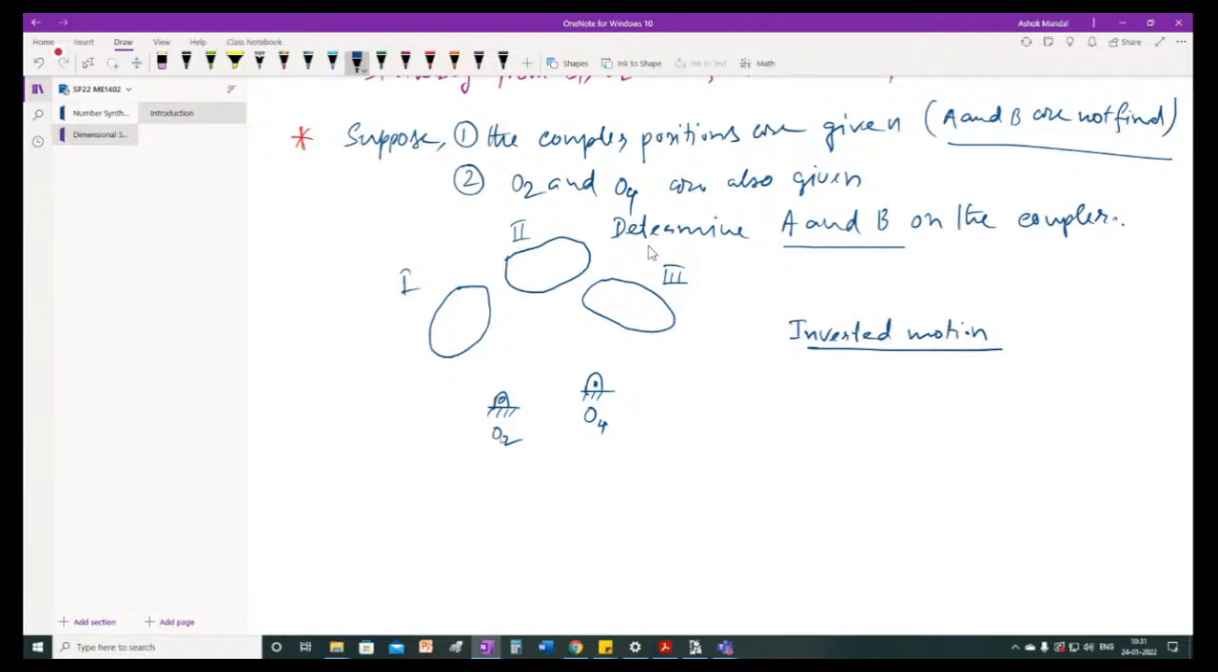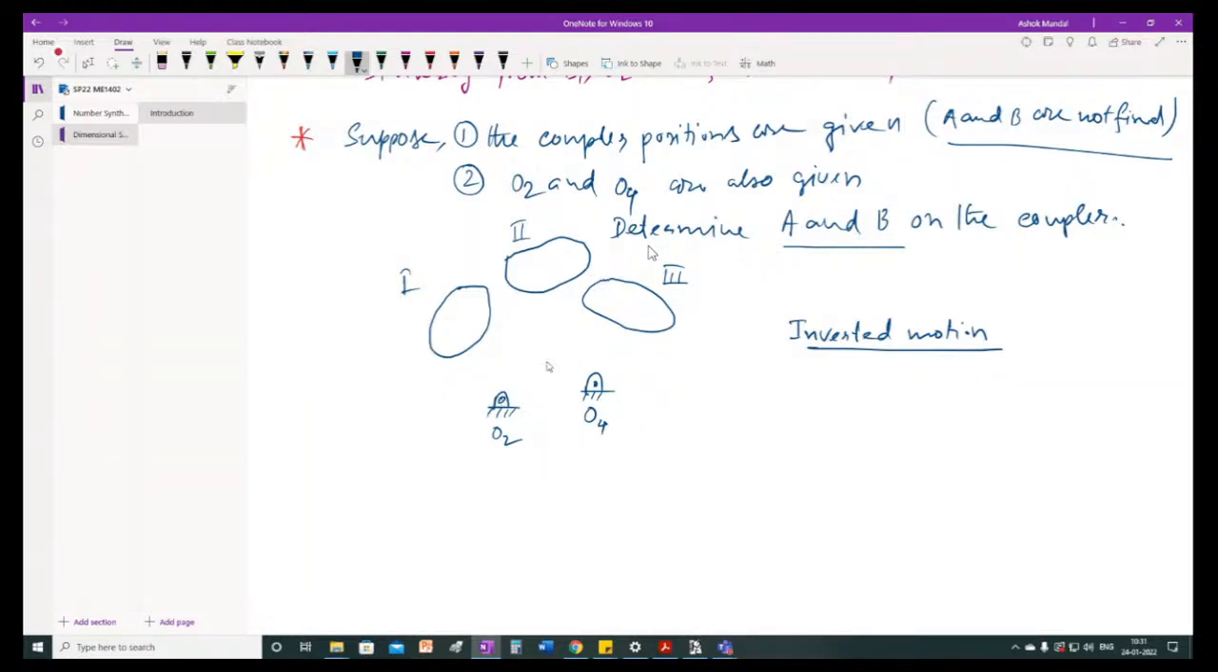So for that, this O2 and O4 will have some other positions here. Similarly, we will copy this third position, see the position of O2 and O4 with respect to it, and then copy and paste it exactly on this. So for that also we will have O2 and O4 somewhere.